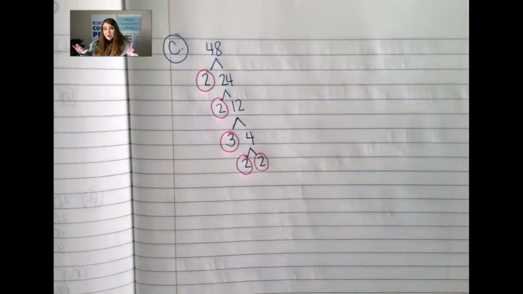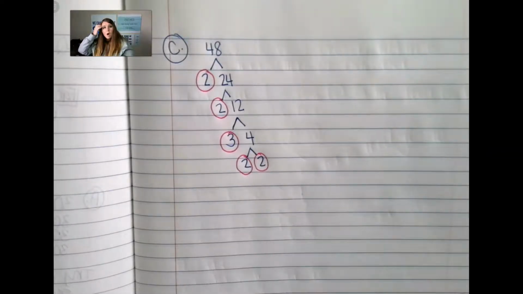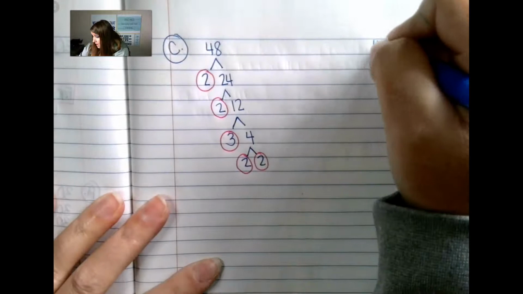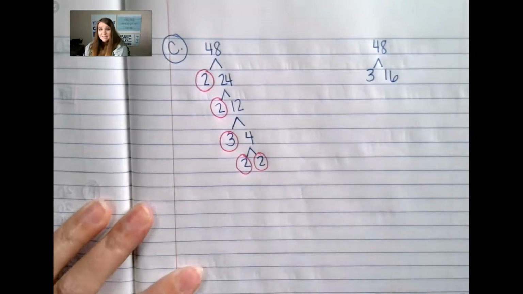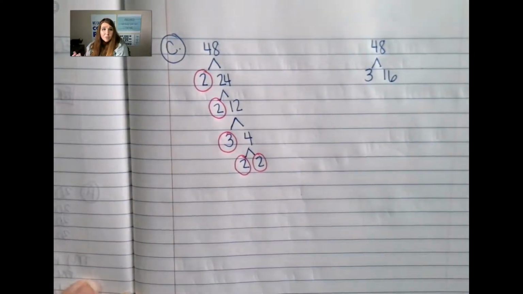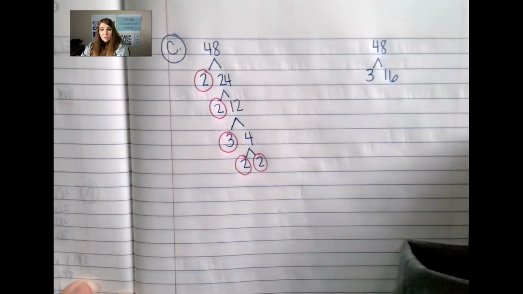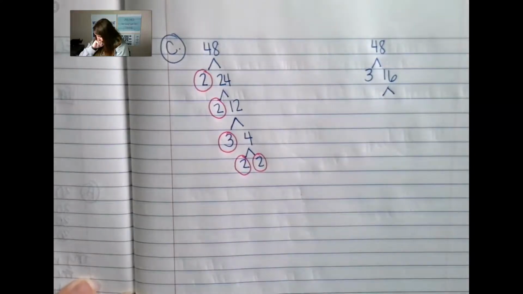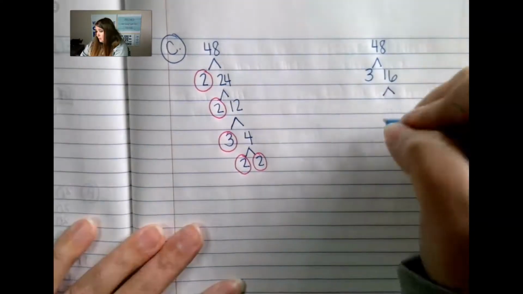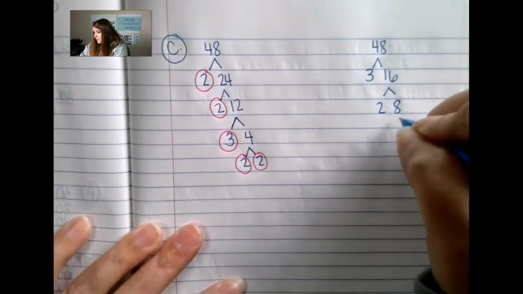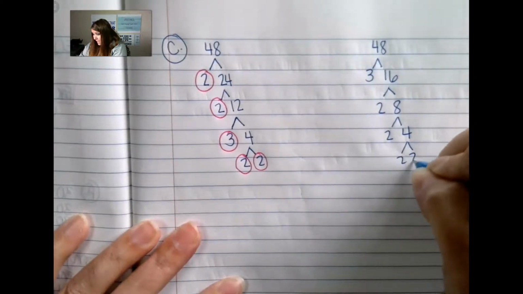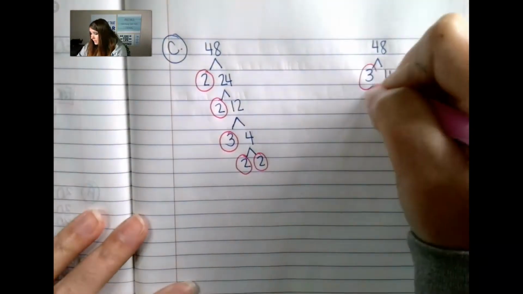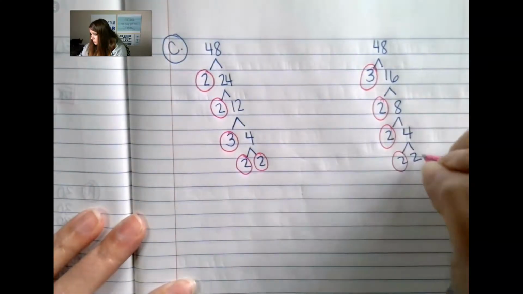But wait, there's more. What if you knew off the top of your head that 48 could also be made by multiplying 3 and 16? I don't have to start with the 2 because I can start with the first factor that comes to mind. Well, I know then 16 is made by 2 and 8, and I know that 8 is made by 2 and 4, and 4 is made by 2 and 2, and oh my goodness, would you look at that?